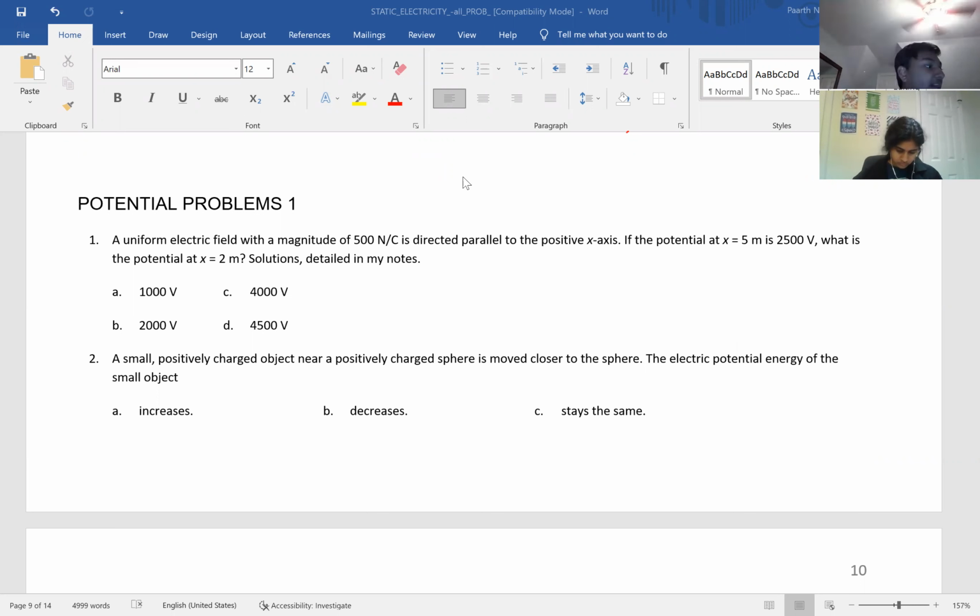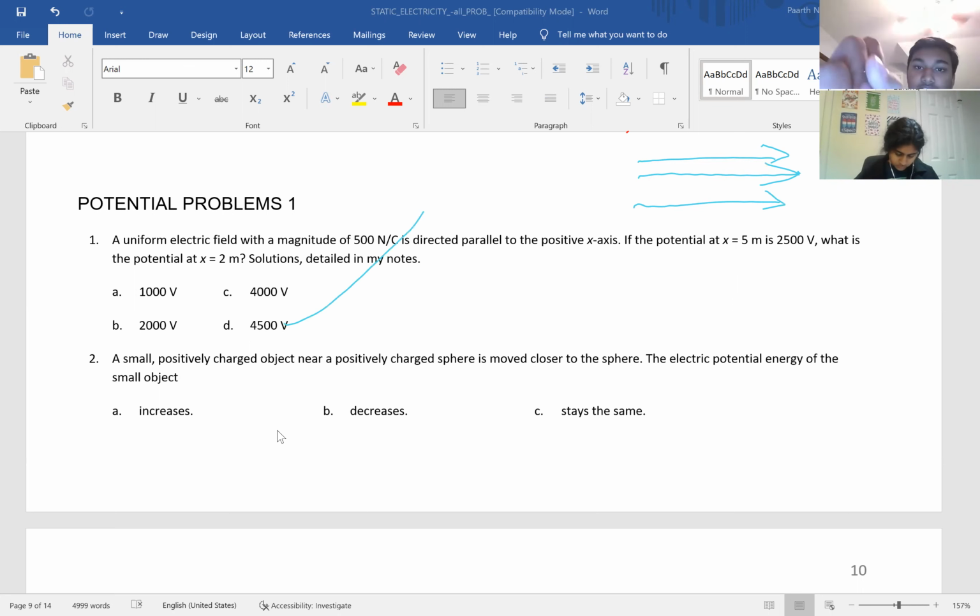So the first thing that I did when I saw this problem is draw it out. If I have a uniform electric field going in that direction, and I have two different points at 5 meters and at 2 meters, I just have a visual idea of what I'm looking for. Then I figured out what information I need. It's asking me for the potential at 2 meters, so obviously I need to find the change in V, the change in volts, in order to solve this question.